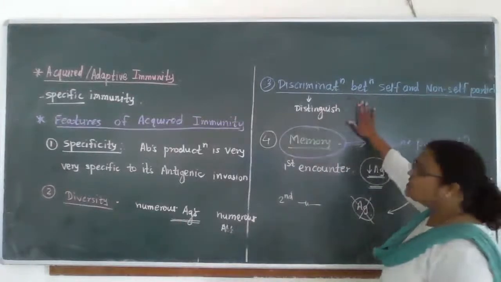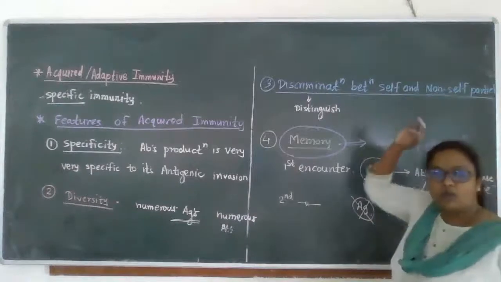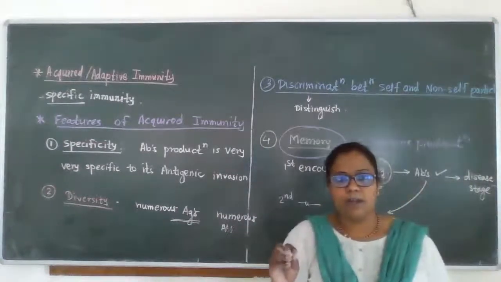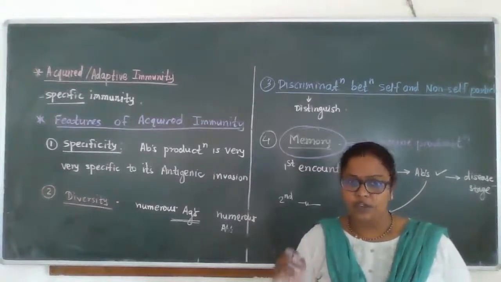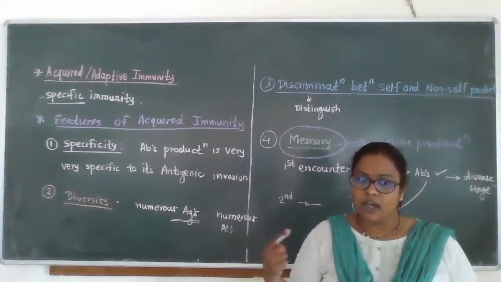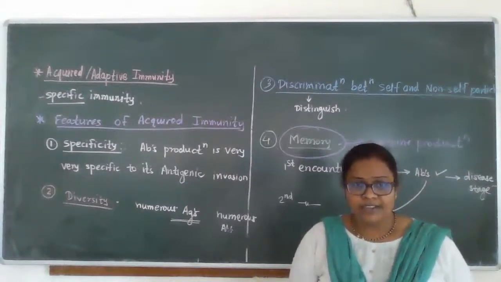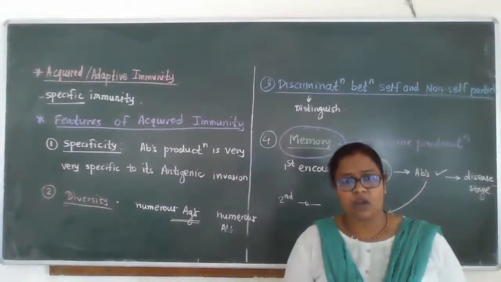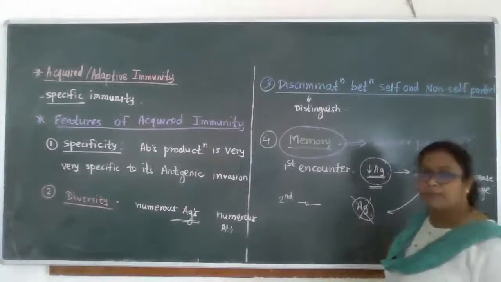So discrimination between self and non-self particle. That means identifying non-self particles from the self particle. That is very unique, so that when it identifies the non-self particle, then only the phagocytic cell or the immune cell works on that, right? Or the antibodies work on that. Then the next one is memory.